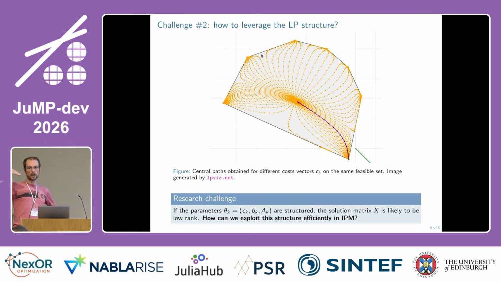So if you generate your data in a structured way, it's very likely that the solutions you will get from the different solves are low rank, meaning you don't have many different solutions that you can find. And the question is, how can we exploit this low-rank structure efficiently, directly in IPM? Instead of doing a batch solve and solving everything by brute force, maybe we can adapt the IPM algorithm directly to the structure across the different central paths, if we look at the different scenarios. So it's still an open question. If you have some thoughts about that, I will be happy to discuss that with you.